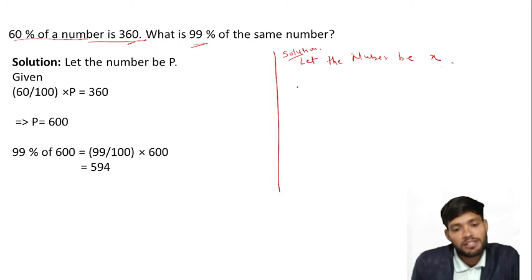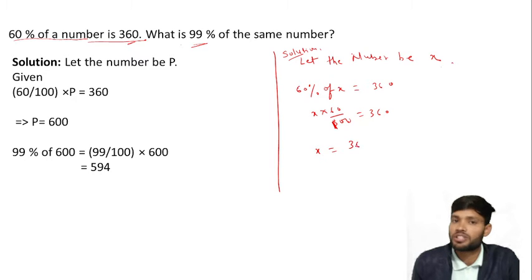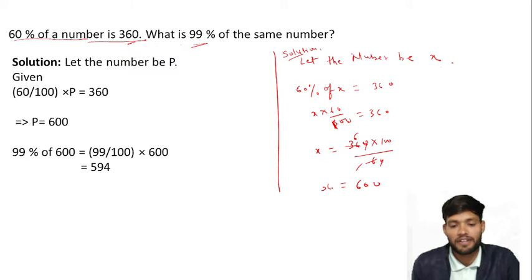According to the question, 60% of any number, that means 60% of x is equal to 360. Then x into 60 by 100 is equal to 360. Then x is equal to 360 into 100, multiply, and 60 divide. 0 and 0 cancel, 6 ones are 6, 6 sixes are 36. Then x is equal to 600. Is it clear?